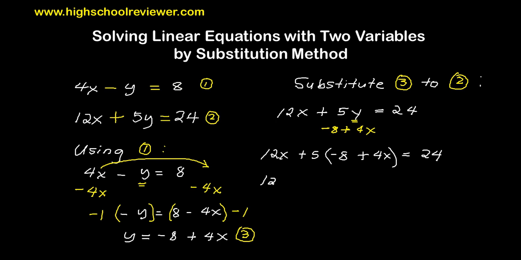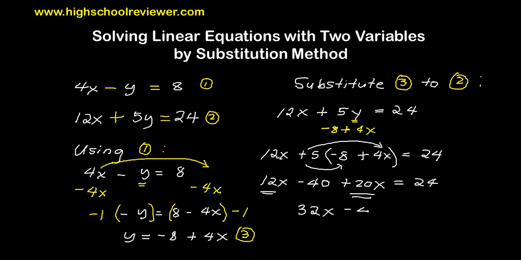So we have here 12x, and positive 5 multiplied by negative 8 will give us negative 40, and then positive 5 multiplied by positive 4x will give us positive 20x. This is equal to 24. Combining like terms, we have 12x plus 20x. This will give us 32x minus 40, and this will be equal to 24. And we need to transpose negative 40 to the other side.